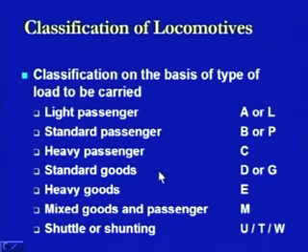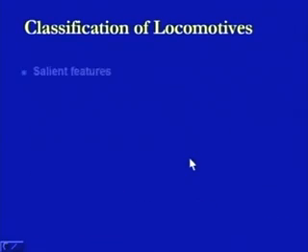Further, on the basis of the type of the load which will be carried, we have A or L in case of light passenger, B or P in case of standard passenger, capital C in case of heavy passengers, D or G for the standard goods, E for the heavy goods, M for the mixed conditions where the goods and passengers both are being transported, and U, T or W in the case the shuttle or the shunting conditions are there. Therefore, when we take all these combinations, we will be having certain types of the locomotives.